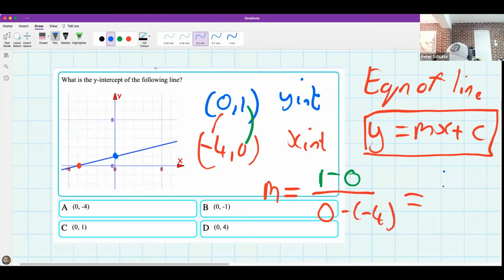Hi, sir. Hello. So for the previous question, I used the formula that we learned at school, which is y minus ya equals m, open bracket, x minus xa. Perfect. Yeah. But I also got a different answer, sir.